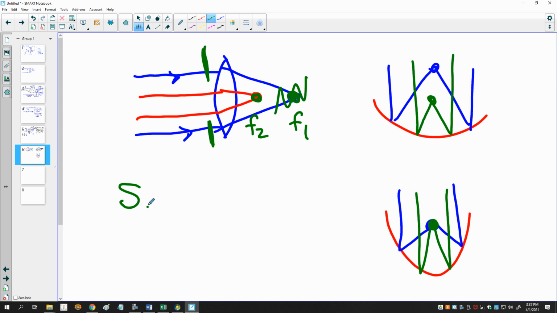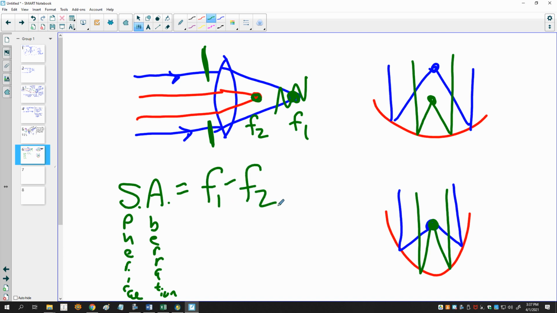To determine the spherical aberration, we take the difference in these two focal points. So that's going to be F1 minus F2. I'll show you how to do that with the optical bench, but in short, you're going to measure the focal point using these different apertures.